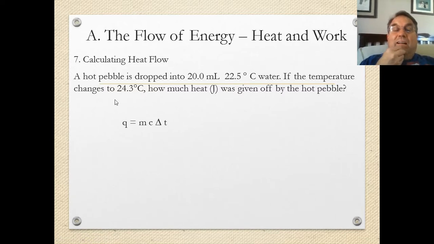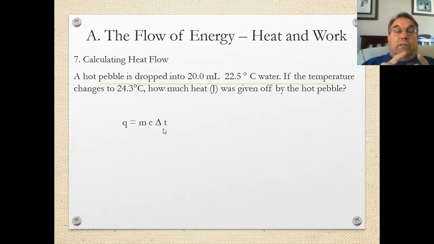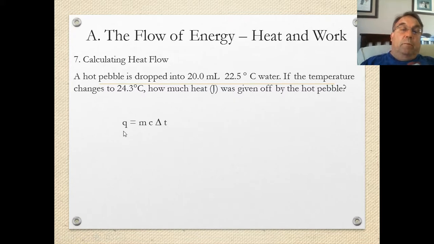Now, if you look at this, you think, well, I don't know anything about the pebble. I don't know how big it is. I don't know its specific heat. And I don't know how hot it was. So how can I do this problem? Well, if you remember, the heat given off by one thing has to equal the heat that is gained by the thing it's in contact with. So the energy released by the pebble is going to equal the energy absorbed by the water. So let's just use all the information for the water and then go ahead and do the math.